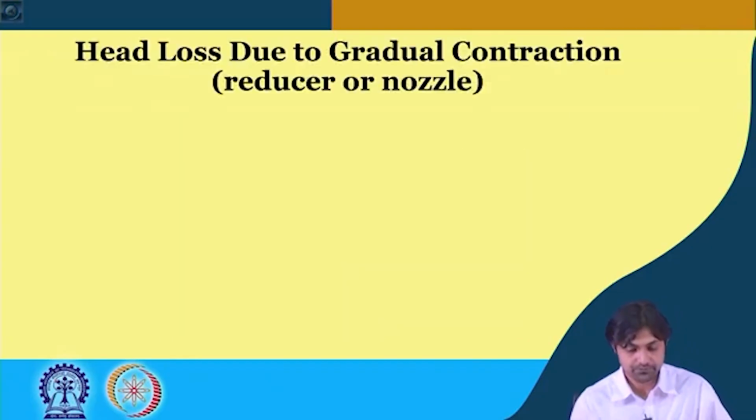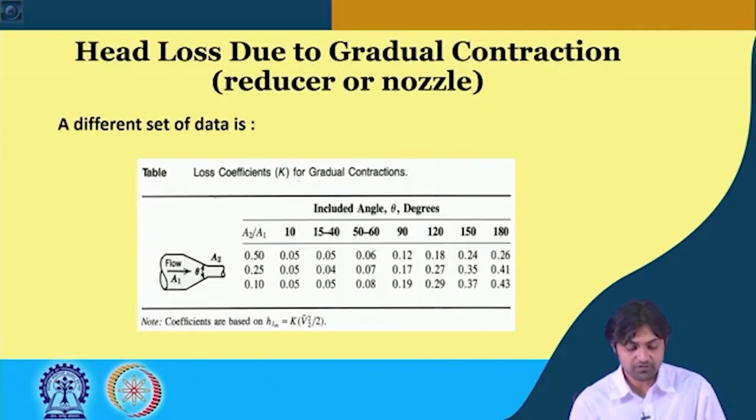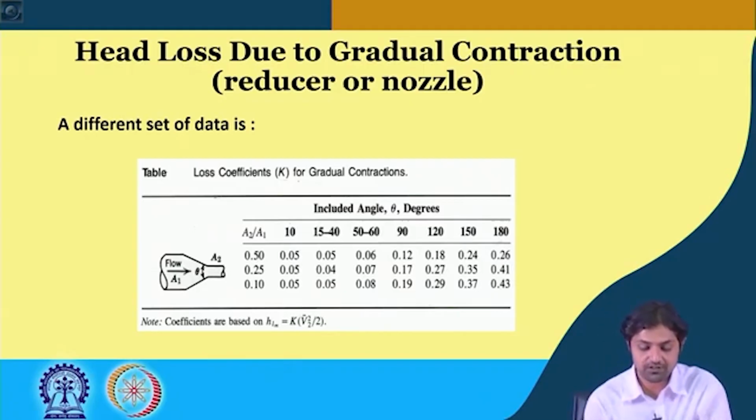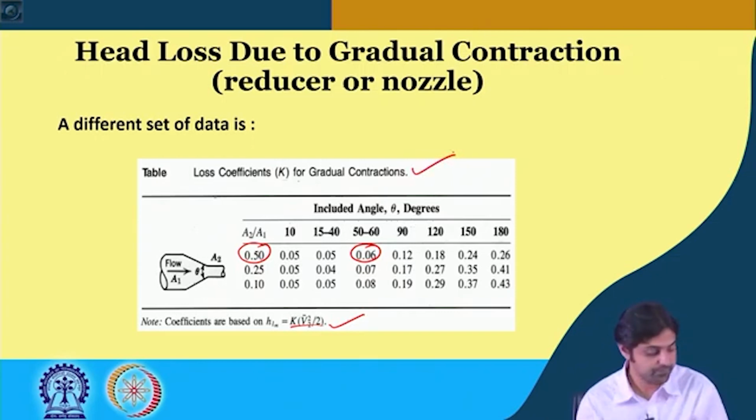All right. Now, many people have done lots of experiments, and a different set of data gives the value of k for different angles as a function of A2 by A1. So, for example, first you calculate A2 by A1, if it comes 0.50 and the angle, let us say, is between 50 to 60 degrees, this k can be assumed as 0.06, all right, and head loss can be calculated as k into V2 square by 2g. So, the whole thing has already been given here.